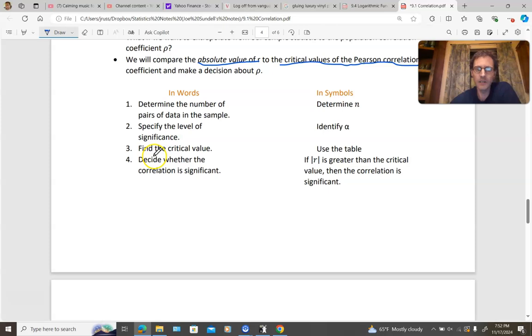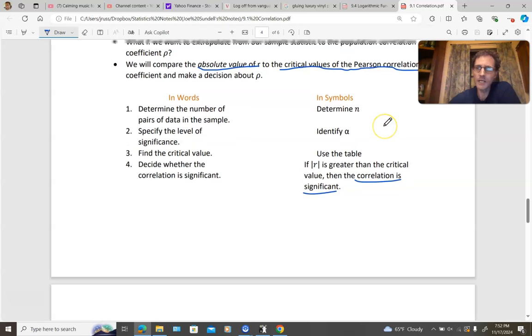And then finally, to decide whether the correlation is significant, you look at the absolute value of R and you compare it to the critical value in that table. So if the absolute value of R is greater than your critical value, then you say the correlation is significant. Okay? That's a conclusion that you make about the actual population.